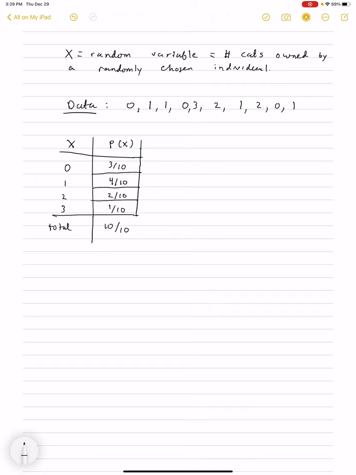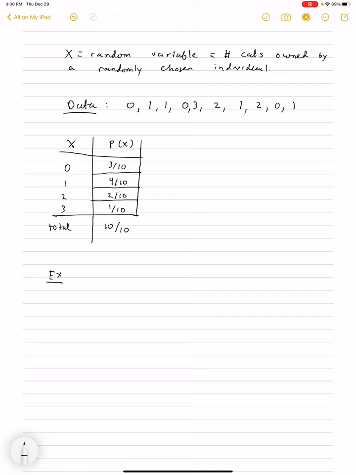Okay, if we wanted to calculate the probability x equals 2, we just count how many people own 2 cats, and that would be 2 out of 10 individuals. And we have the probability listed in the second column here, and we see that when we add them up for the total, we get 10 out of 10. That's a good thing because that's one of the axioms of probability. Total probability equals 1. Okay.